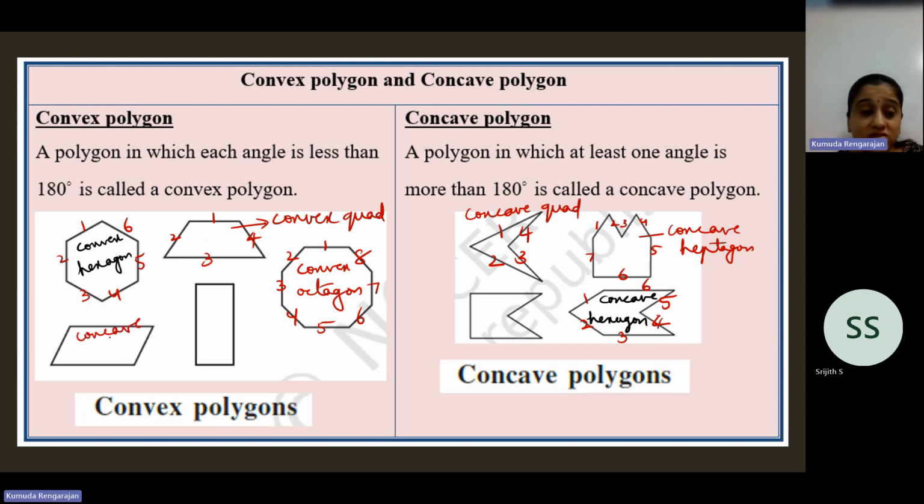Concave. This is concave. Oh, you're talking about this one. Okay, 1 second. 1, 2, 3, 4, 5. What is this? Concave pentagon. Very good. What about these two? It's a convex polygon and it's a convex quadrilateral. Very good. These two are convex quadrilaterals.